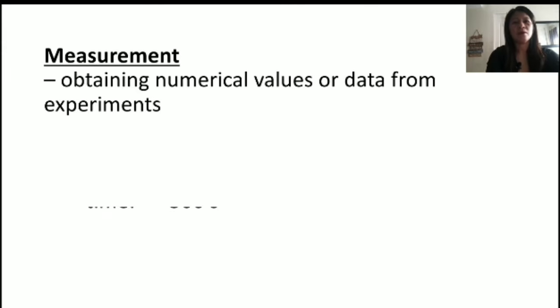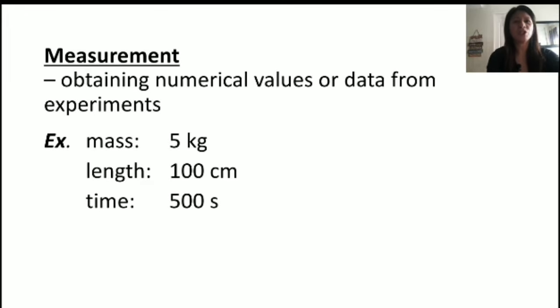What is measurement? Measurement is obtaining any numerical values or data from experiments. This is done by using measuring devices such as a ruler in measuring small lengths, or a meter stick. We also have weighing scales to determine mass, and many others. Some examples of measurements are 5 kilograms. So we have magnitudes when we are doing measurement. We assign a value and we choose a unit. For length, we have 100 centimeters, and for time we have 500 seconds.